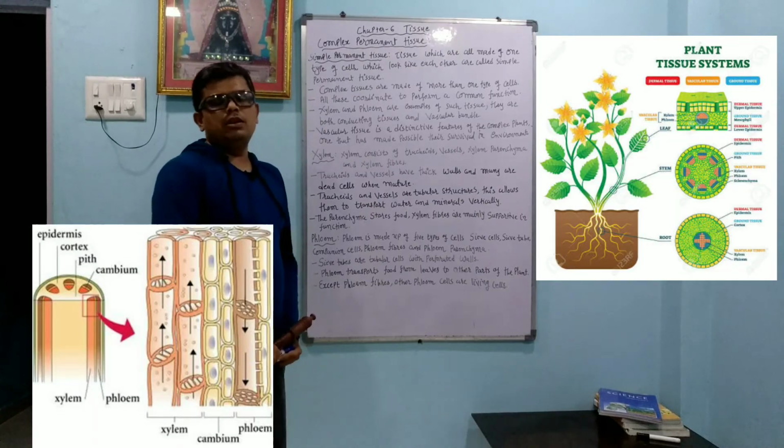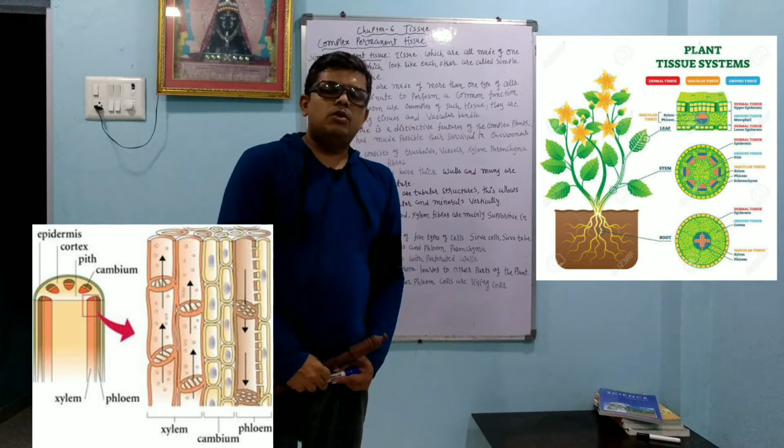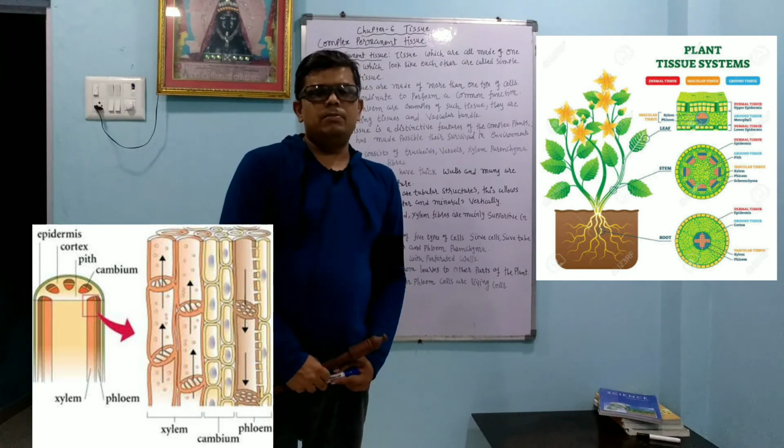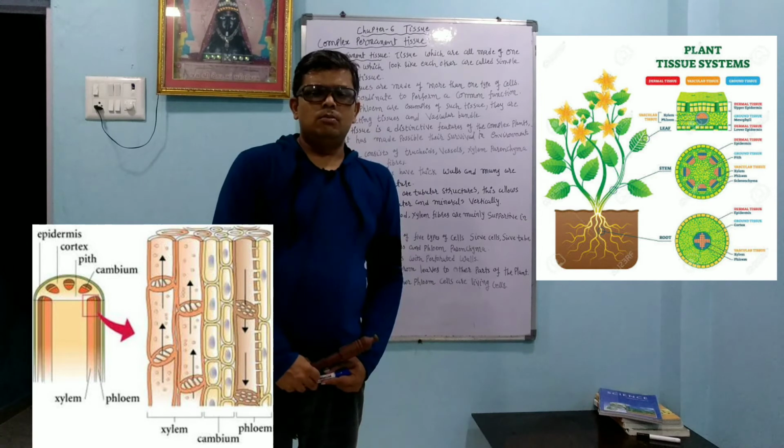Dear student, we are going to learn about the complex permanent tissue. So we try to understand the similarity and dissimilarity between the simple permanent tissue and the complex permanent tissue. Simple permanent tissue are made up of one type of cell and they all look the same, whereas complex permanent tissue are made up of two or more types of cells, and they are complex.